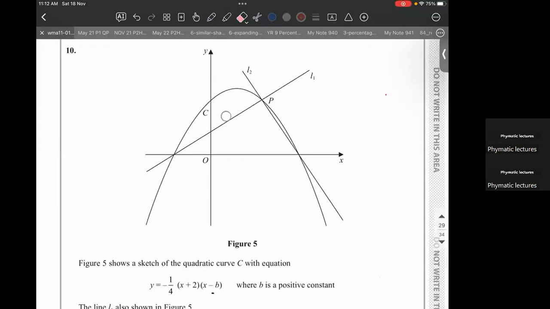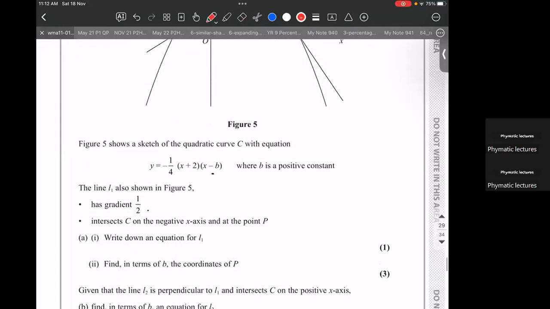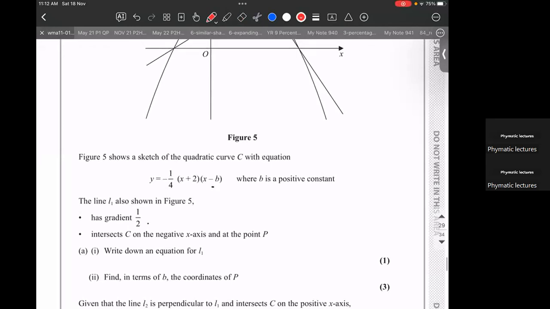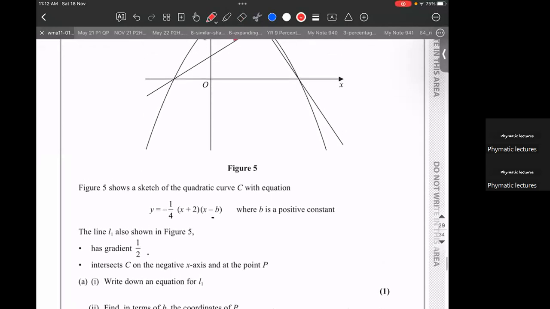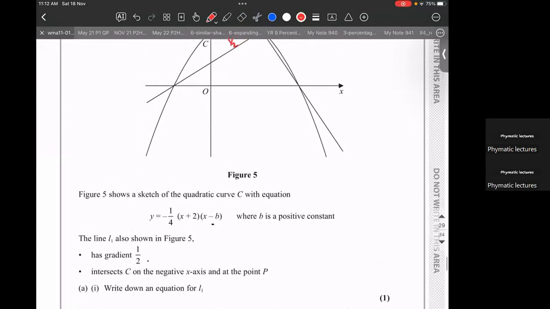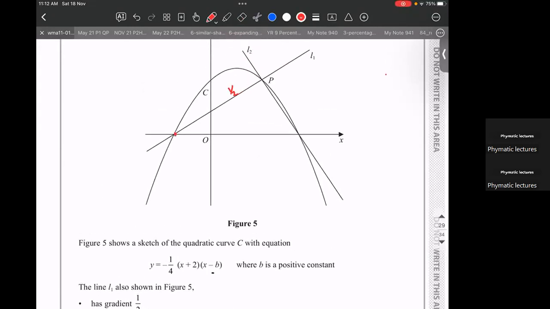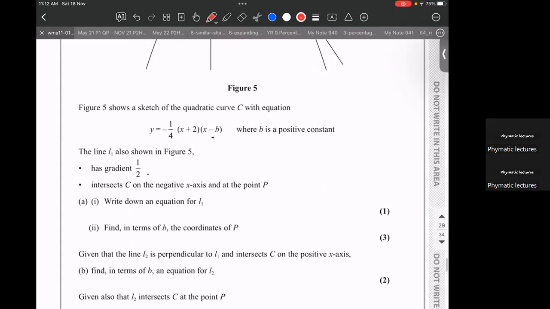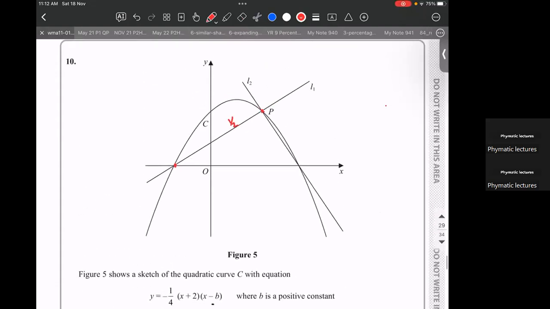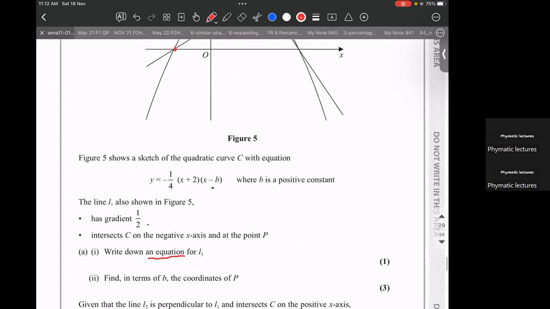Okay, so we'll just note down the gradient here. The gradient is 1 by 2. It intersects on negative x-axis and at the point P. So here, this intersects on negative x-axis as well as at the point P. Okay, write down the equation of L1. So that is the question. Write down the equation of L1.